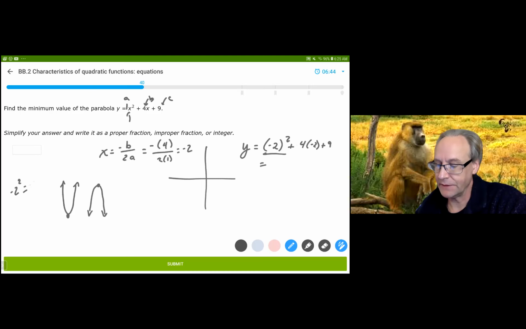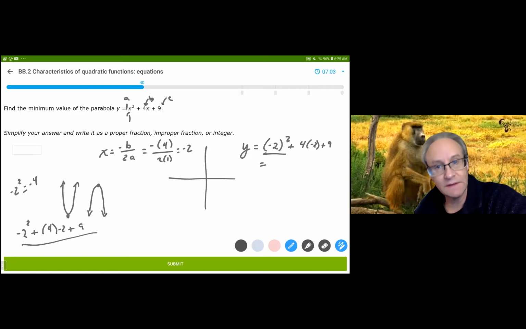And their calculator is going to say that that's negative 4. Or worse yet, they're going to type the whole thing into their calculator, negative 2 squared plus 4 times negative 2 plus 9. And the answer they get is going to be wrong, because negative 2 squared is not the same as negative 2 squared. And you're going to say, well, my calculator didn't do it right.